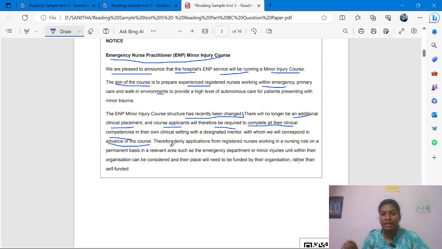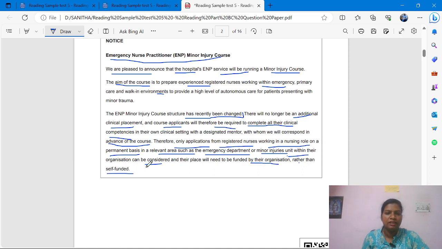Therefore, only applications from registered nurses working in a nursing role on a permanent basis in a relevant area such as emergency department or minor injuries unit within their organization can be considered, and their place will need to be funded by their organization rather than self-funded.